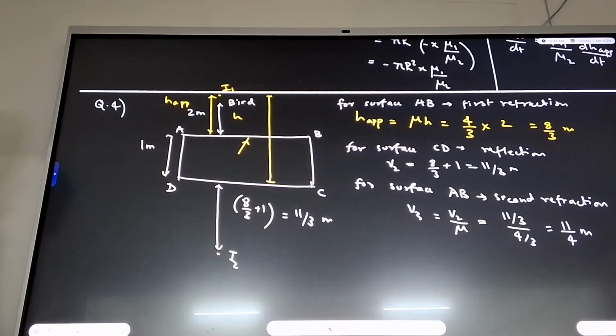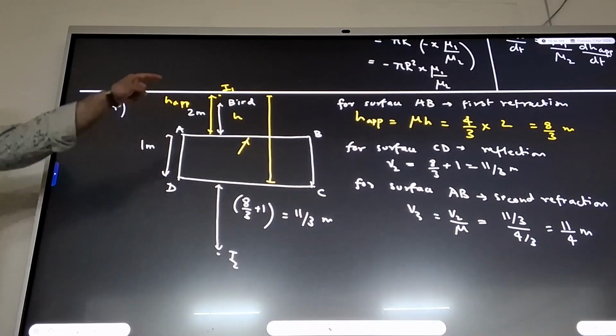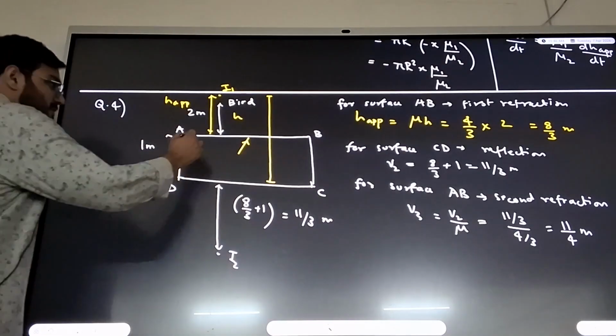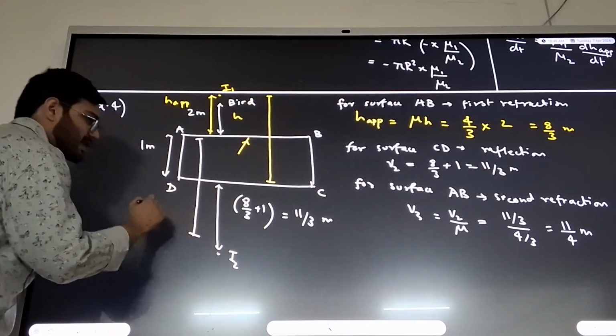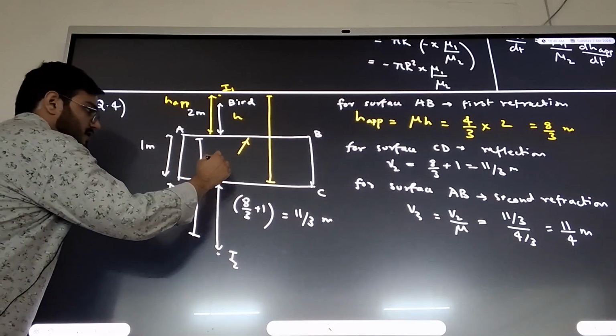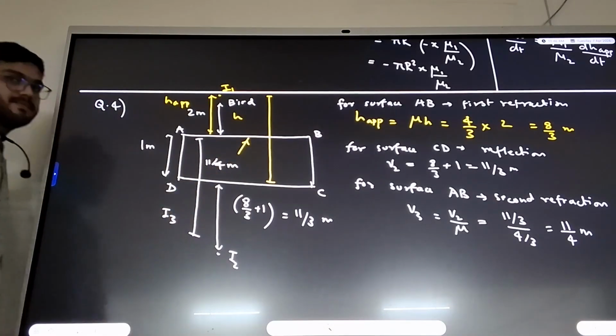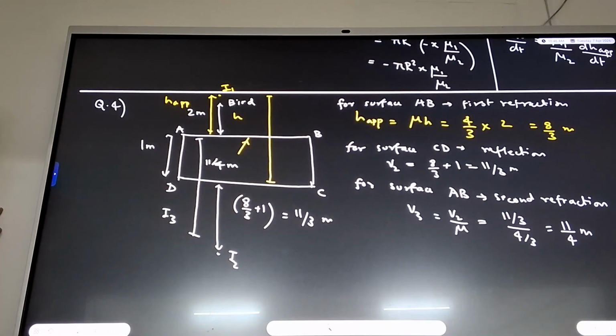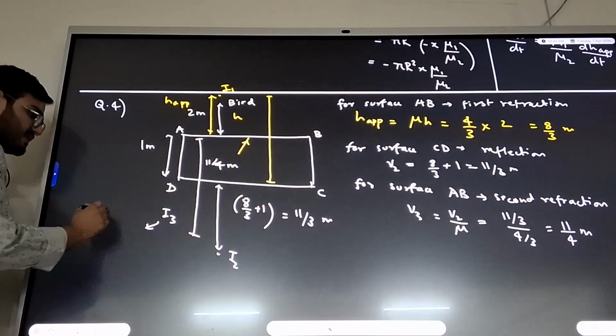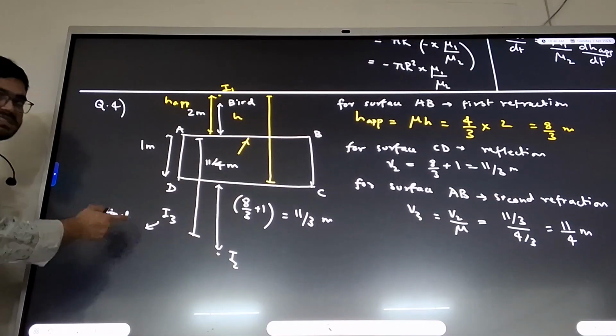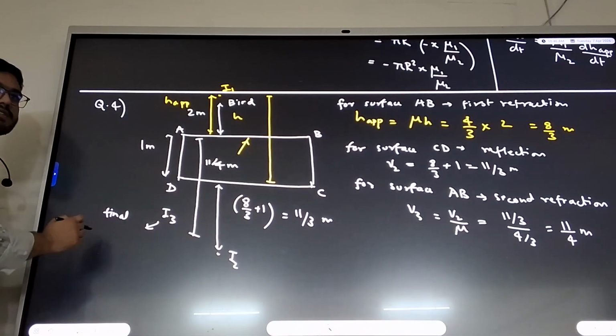Now can you tell me from what surface is that 11 by 4 meter? Upper AB surface. From AB, because it is refracting at AB, with respect to AB. So where is it formed? Somewhere here, 11 by 4 plus 2, and I3 is formed somewhere here. Do you understand? This is my final image. So many images, but did you understand what is happening here?